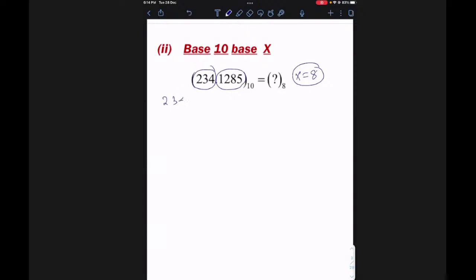So 234, I have to convert to base 8, right? So I'll be dividing by 8. So if you see, 8 times 8 is 16, I mean 8 times 29 is 232, and this is 9, right? So the remainder is 2.